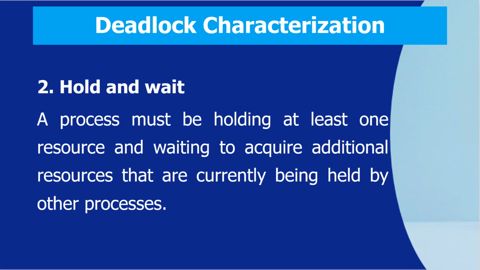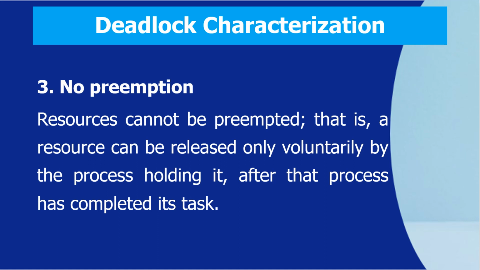The second one is hold and wait. A process must be holding at least one resource and waiting to acquire additional resources that are currently being held by other processes. The third is no preemption. Resources cannot be preempted, that is, a resource can be released only voluntarily by the process holding it after the process has completed its task.